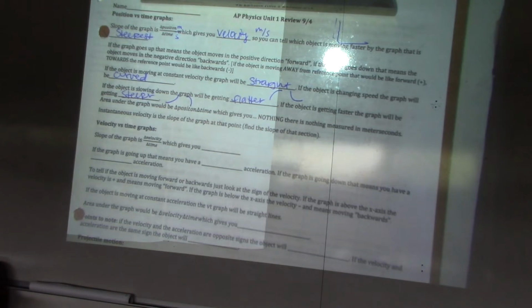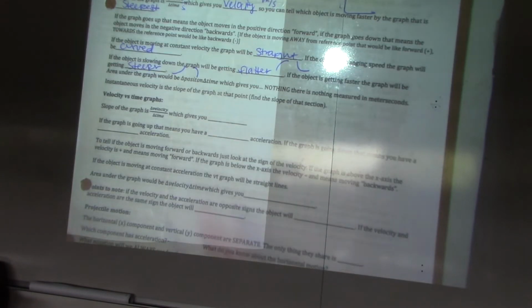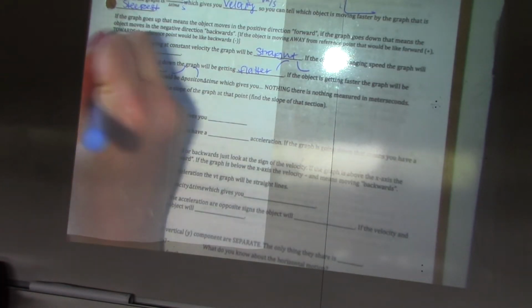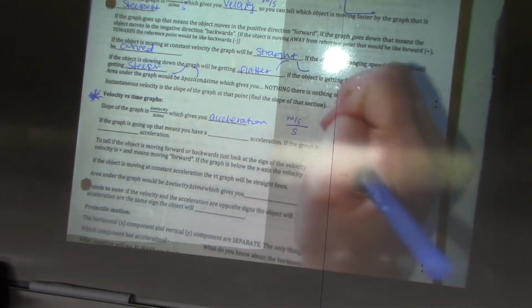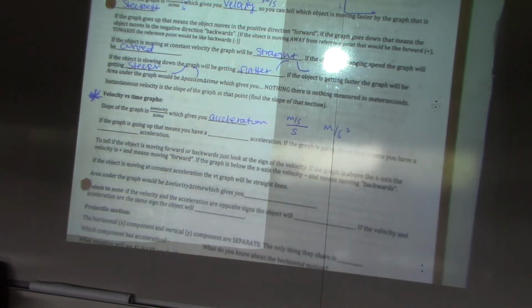section. For a velocity versus time graph, these are the super important graphs because you can do a lot more with them. So the slope of this would be change of velocity over time, which is going to give me acceleration. Remember, slope is just rise over run, meters per second over another second gives me meters per second squared, which is acceleration.